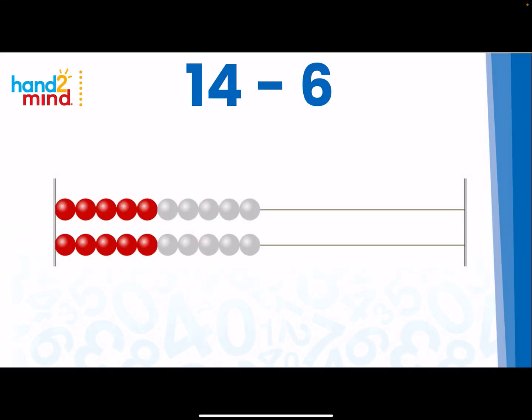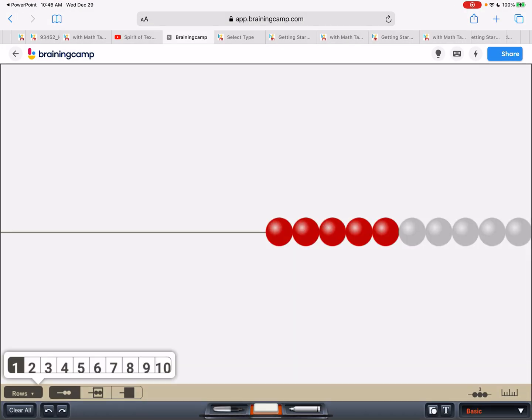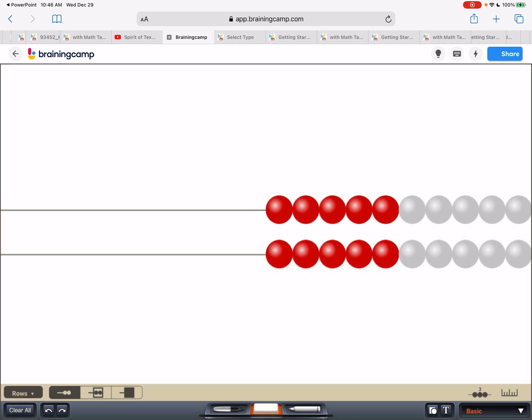You can also use get to 10 for subtraction. And this time we're going to do it with 14 minus 6. And again, we're going to model that on the Rekenrek to help us be able to understand how this strategy works. So looking at this, we're going to model 14 minus 6 on the Rekenrek.